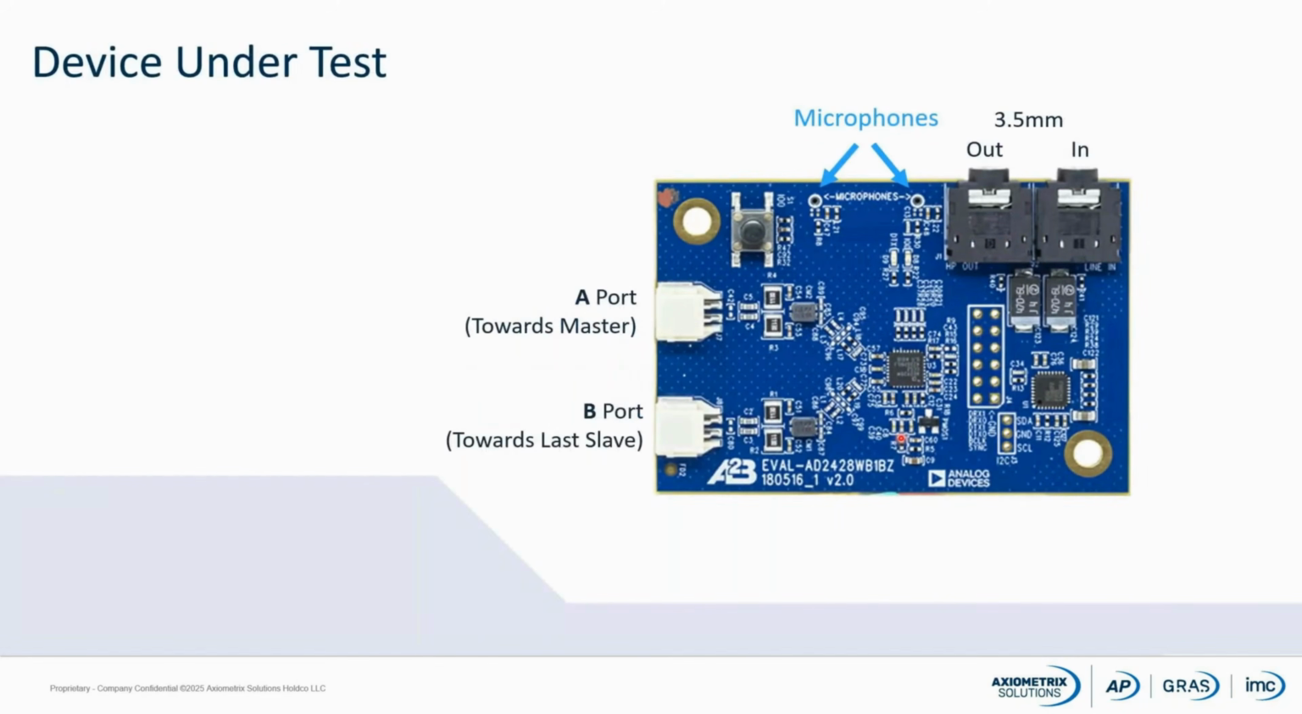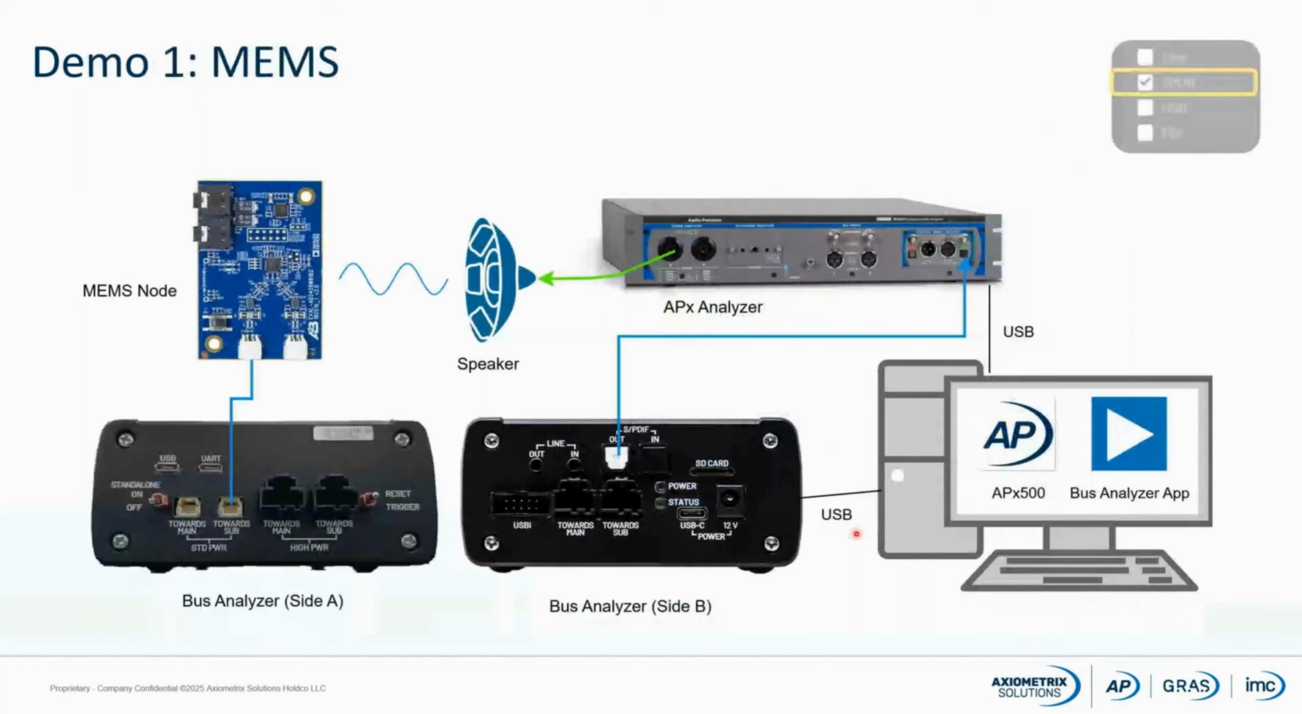So in our first demo, I will be measuring these two microphones here, MEMS microphones, on a bus-powered 2428 A2B transceiver. Here you can see a diagram of my connections. The towards master port on my MEMS board connects to the towards sub port on the emulator side of the bus analyzer, which will be configured to route audio from its SPDIF output to the APx analyzer optical input.